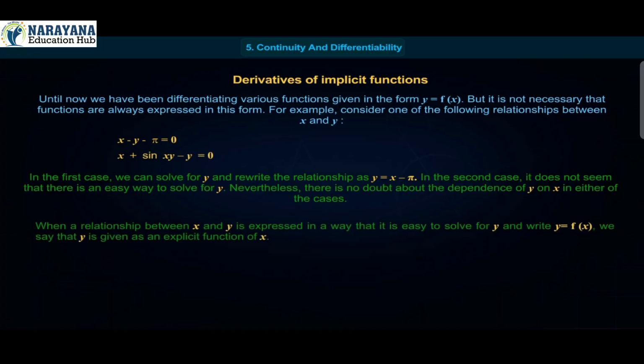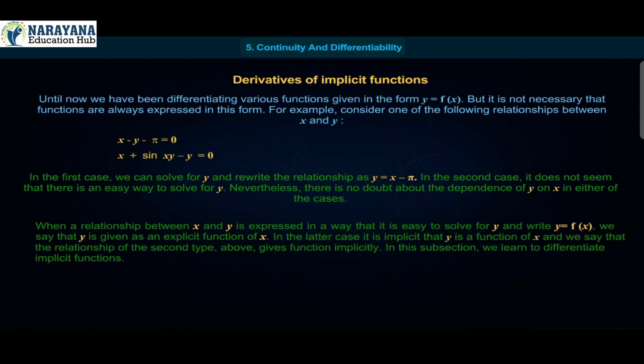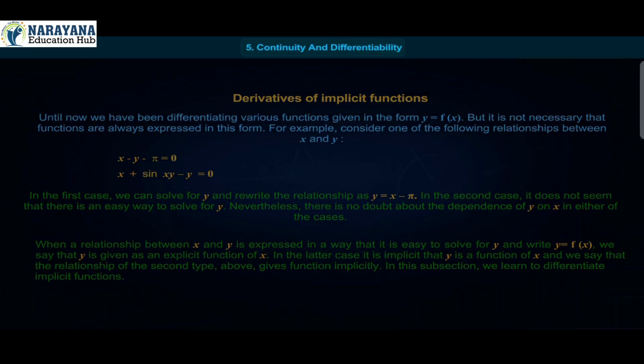When a relationship between x and y is expressed in a way that it is easy to solve for y and write y is equal to f of x, we say that y is given as an explicit function of x. In the latter case, it is implicit that y is a function of x, and we say that the relationship of the second type above gives the function implicitly. In this subsection, we learn to differentiate implicit functions.